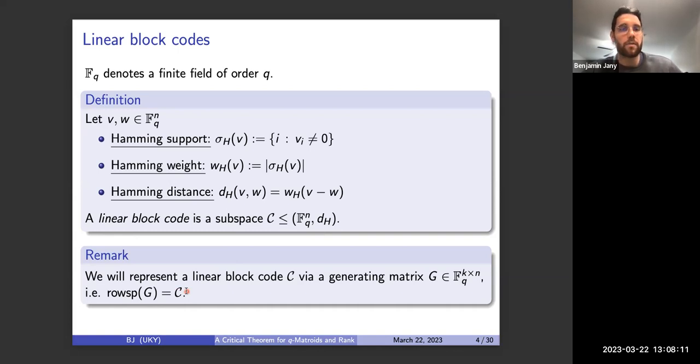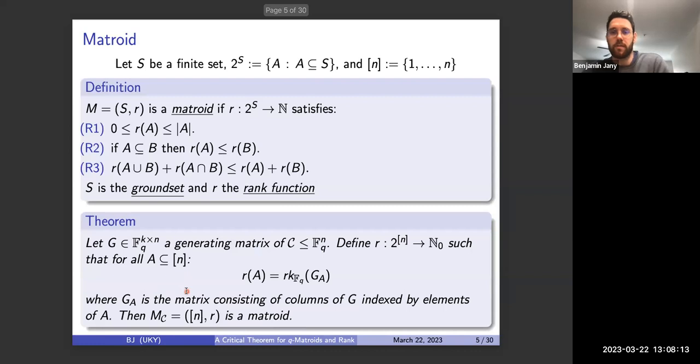Okay, so how are those codes related to matroids? Let's first define what a matroid is. And so a matroid can be defined via a rank function r on the collection of subsets of a finite set S to the integer values. Okay, so S is called the ground set of a matroid, and r its rank function.